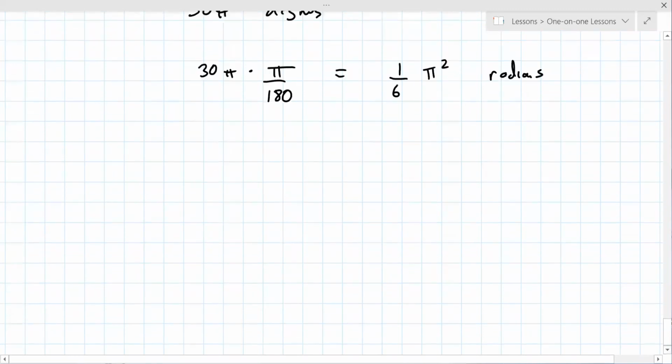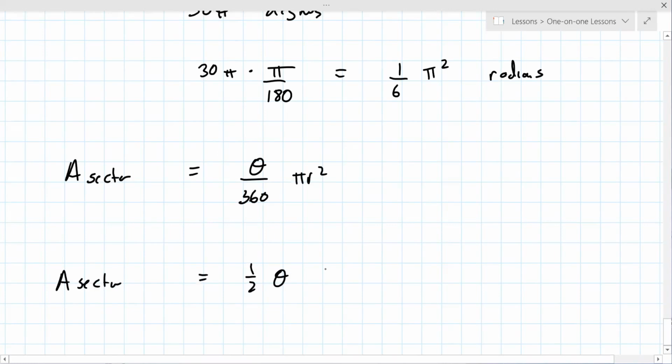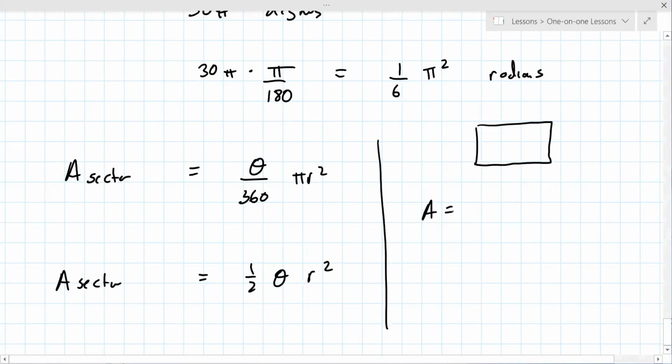Okay. So now, in regards to the area of a sector, I gave you 2 formulas. I said it's the angle over 360 pi r squared, or it's 1/2 the angle r squared. This is analogous to if I gave you a box and I said, what's the area? You would say base times height. But it's also 1/2 diagonal 1 times diagonal 2.